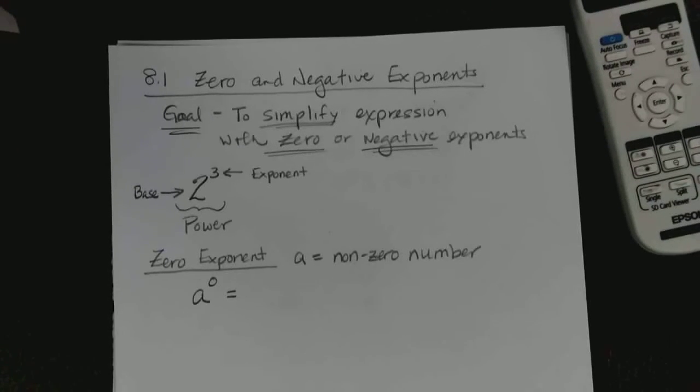Let's prove it. So we have 2 to the third. Let's figure out what it is. 2 to the third says 2 times 2 times 2, which is 8. Now let's bring your exponent down to 0. We're going to take it one down at a time. So I'm going to make it 2 squared.